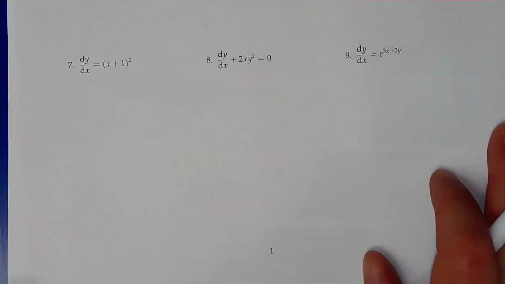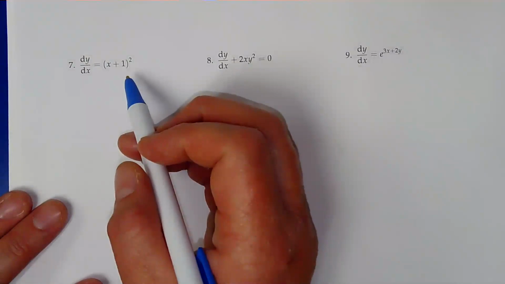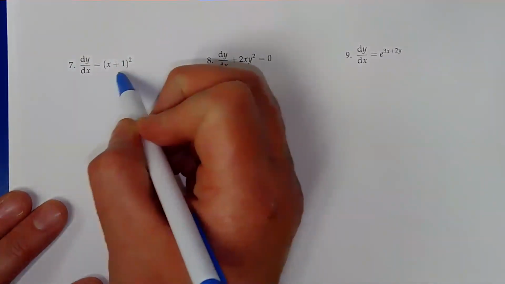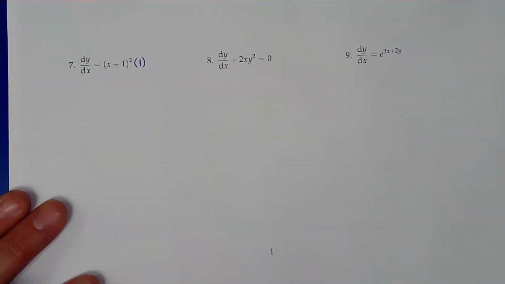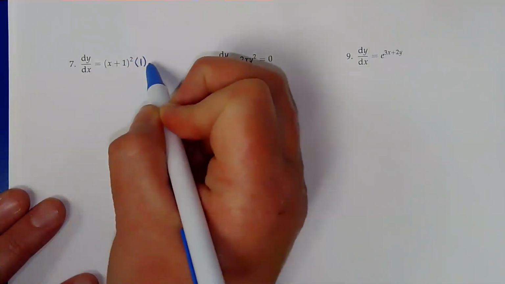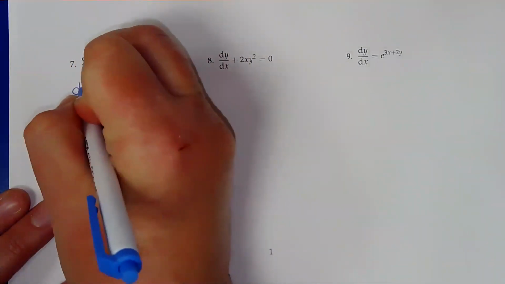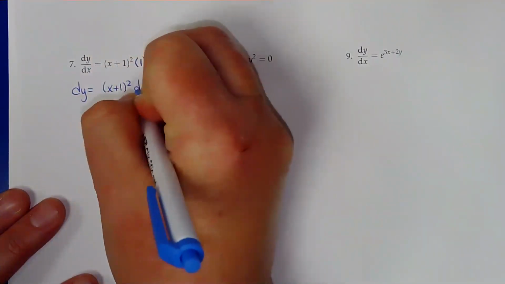So this first question I want to look at, number 7, dy/dx is equal to (x + 1) squared. I have a function of x here, and my function of y is just trivial. It's just a 1, which will make this a little bit easier for our first problem. What I'm going to do is multiply this dx over. So I get dy is equal to (x + 1) squared dx.